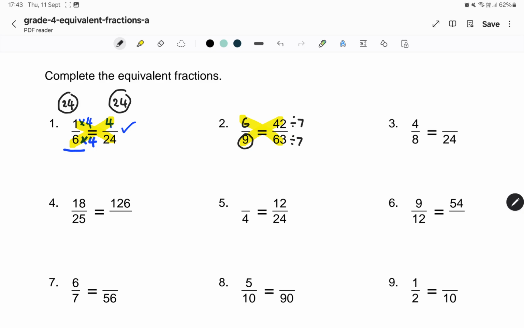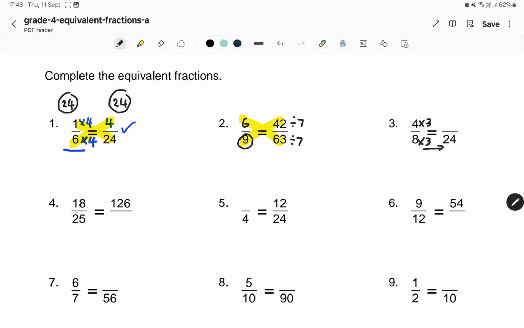For question 3, you have the numerator and denominator on the left hand side, and on the right you have the denominator, but you are missing the numerator. So now we have 8. We have to ask ourselves, how many times can 8 go into 24? Let's do it. 8, 16, 24. How many times? 3 times. So it's 8 times 3, which equals 24. Then what you do to the bottom, you do to the top.